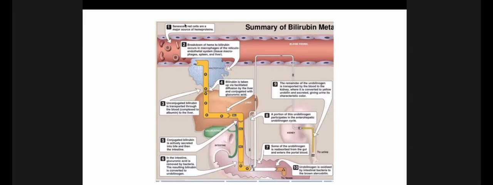Now, where do things start? They start with heme, and heme is mainly in your red cells. So the senescent red cells are a major source of heme proteins. What happens to your heme? So as your red cells break down, you have to break down the heme and the protein, right? Or rather the hemoglobin, and then the hemoglobin gets broken down into heme and protein. And then your heme gets broken down into bilirubin.